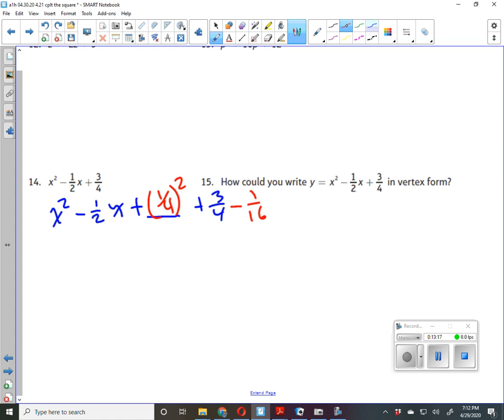All right, this is now x minus 1/4 squared, and we'd like common denominators, right? So let's change this to 12/16. So 12 minus 1 is 11/16, and we've completed the square.